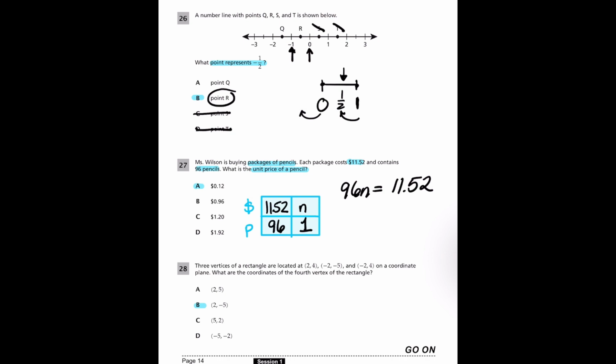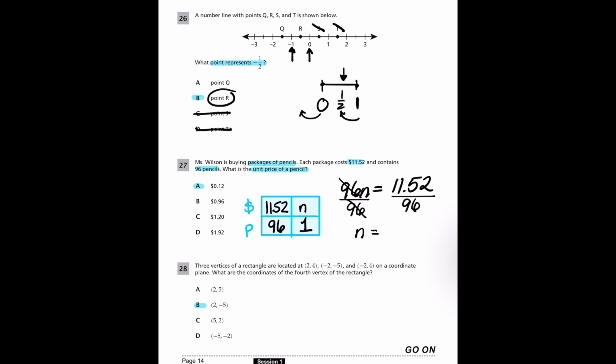So I know some kids just turn that into a division sentence. But I also know that since you're doing a lot of algebra in 6th grade, you do know to divide by 96 to just get that number N. And you do the same thing over here. So either way will work. All right, so now we have $11.52 divided by 96. I admit this is pretty ugly. I'm going to admit it. It's not the prettiest one.